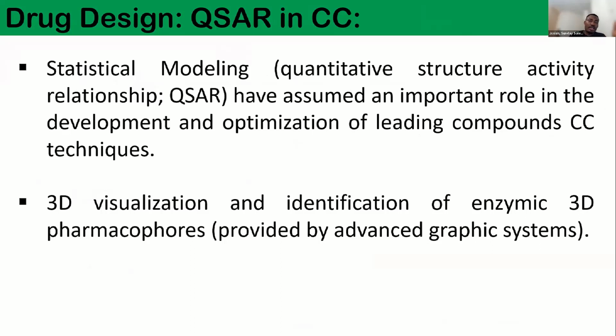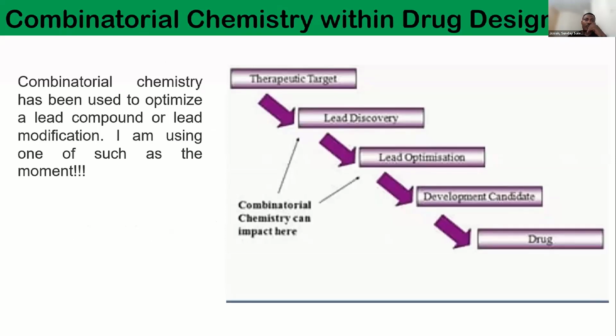So statistical modeling using QSAR actually makes this thing very, very easy. And it plays an important role in the optimization of leading compounds in combinatorial chemistry. So this is more like the flow of the combinatorial chemistry. You have a therapeutic target, you have a lead discovery, then you have a lead optimization, there is development of a new candidate, and then you talk about a drug. And of course, this lead discovery that we have here is more like going back to a loop of the scheme that I showed earlier.